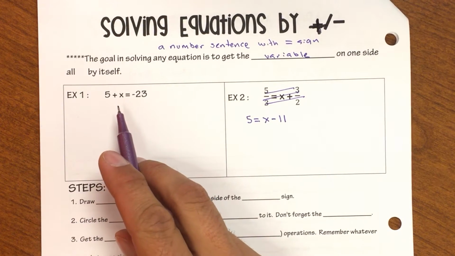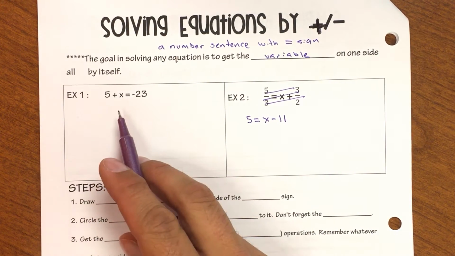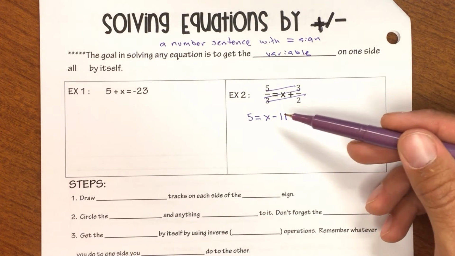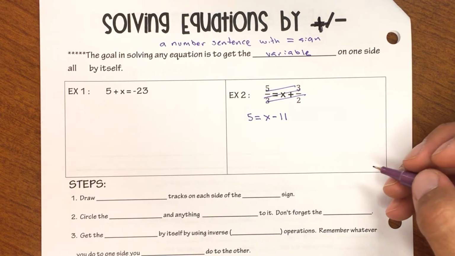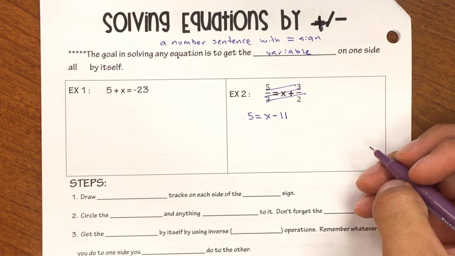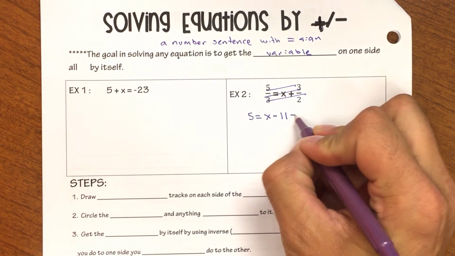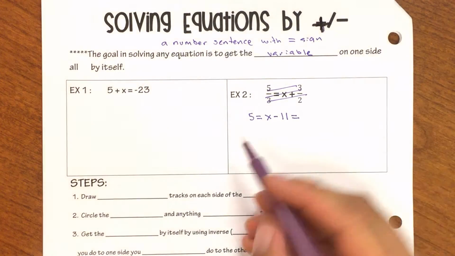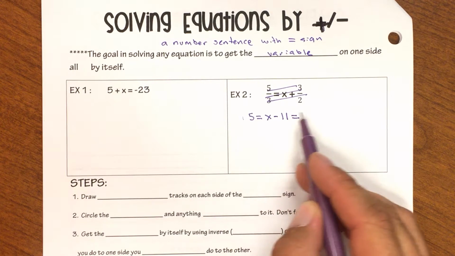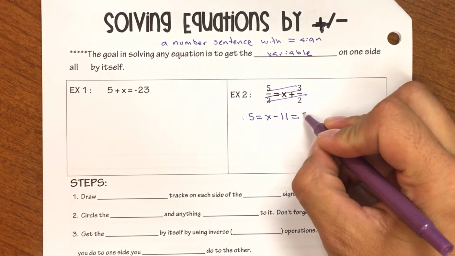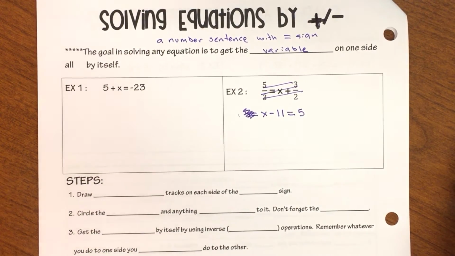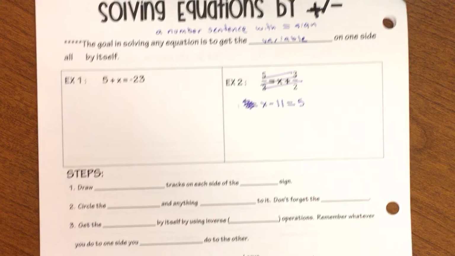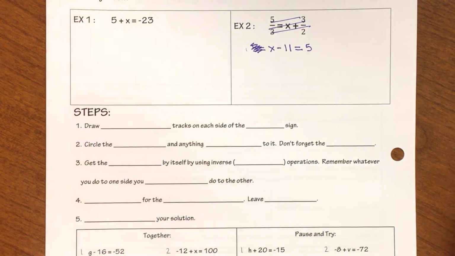So example 1, we like the way it's written right now. We've got our x on the left-hand side. Example 2, I don't like when my x is on the right-hand side. I like it better when it's on the left. So we're going to move everything to the other side. The way I'm going to do that, I'm going to move my equal sign to the right, and everything that was in front of the equal sign, I'm going to move to the other side over here, and we're just going to scribble that out. So x minus 11 is equal to 5. We haven't changed the equation, we just wrote it in a different order, and it makes it a little bit easier to solve.